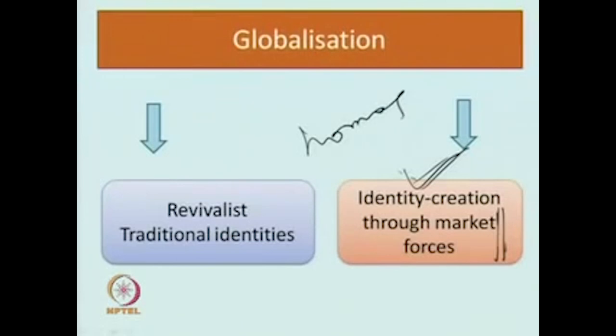Okay, because of this, there's a counter force to this because people have realized what we can call here the homogenization, okay, of this sort of interpolation. There is a revival of traditional identities. Okay? Communities now want to reassert their own identities, and they use the markers for these identities. They set out to negotiate and defend their identities because of the identity creation through market forces.